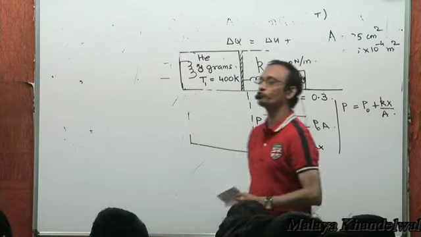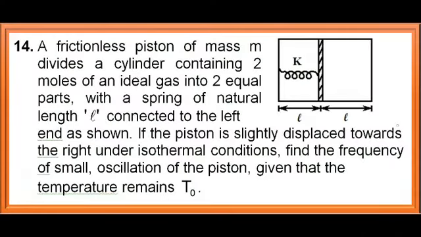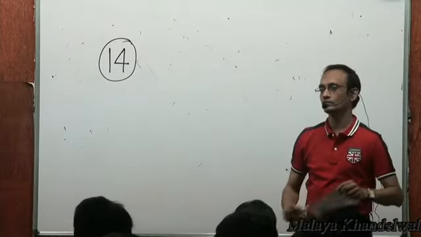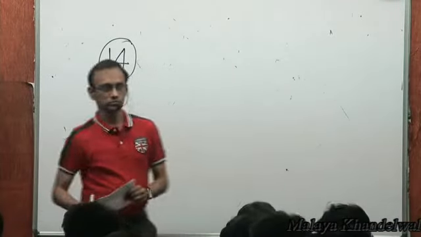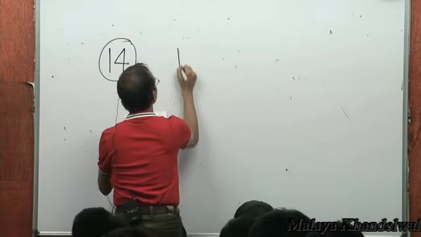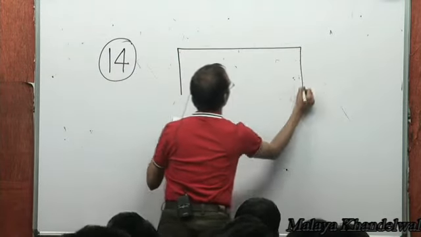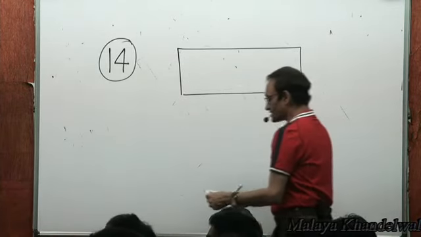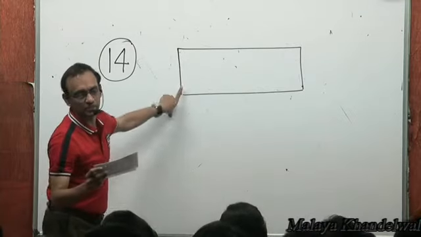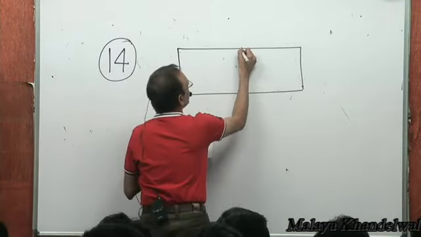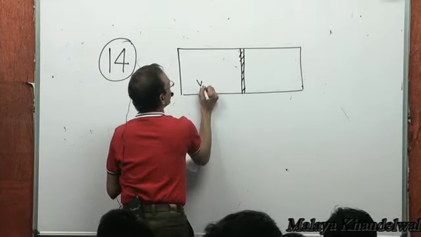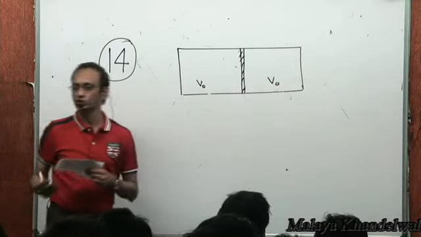Okay, let's look at problem number 14 then. Number 14. So here we have a frictionless piston dividing this cylinder into two equal parts. This is a piston that divides this cylinder into two equal parts, volume V0, V0.